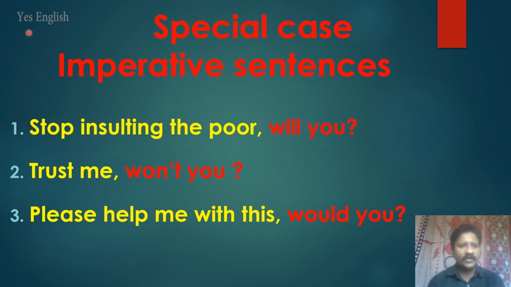So imperative sentences can take this kind of tags. Okay, it can be either will you or won't you. Okay, so stop insulting the poor, as an imperative sentence, will you? Trust me, won't you? Please help me with this, would you? Okay, so if it is a polite request, you can also use would you or could you. So please note the special case with tags for imperative sentences.